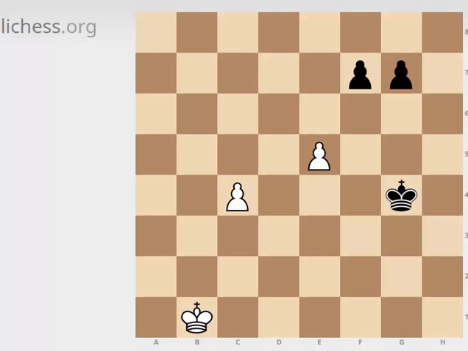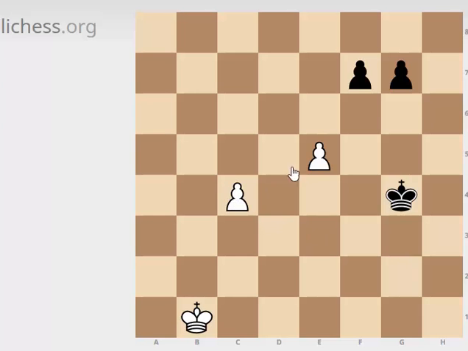So I've set up an interesting application of the rule of the square, and in this problem it is white to move and win. So if you want to test yourself and apply the rule of the square and at the same time solve a kind of puzzle, then take a moment and try to find the best move for white. I'll continue.